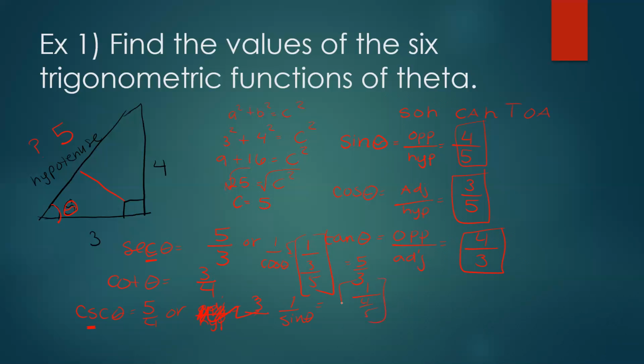And then do your bracket. And then multiply both sides by the common denominator, which is 5. So you would still get 5/4. So you could just take the reciprocal of sine and you would get 5/4, or you could think of cosecant as 1 over sine theta, which is 1 over 4/5, and that would still give you 5/4. Okay. So that's how you find the 6th trigonometric function for this example.